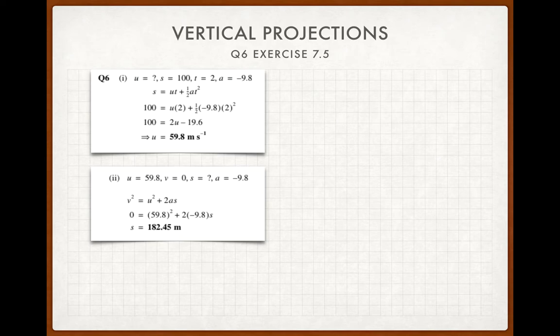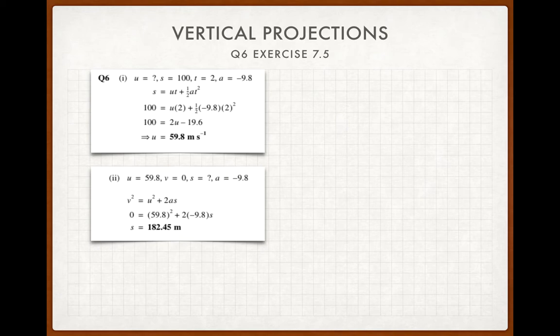Initial velocity is that. We know it stops at the maximum height, and we know the acceleration is −9.8. We're looking for s. So v² = u² + 2as, and you get s equal to 182.45. And you'll see again that they're definitely not related, part 1 and part 2.